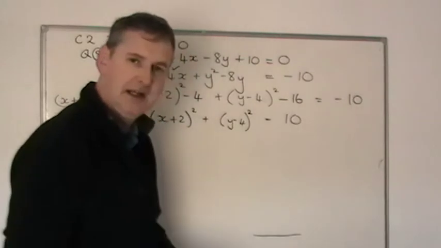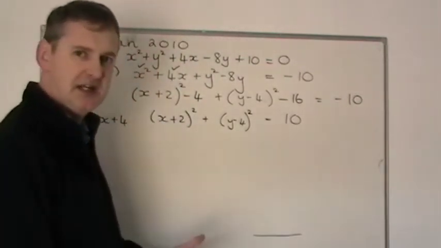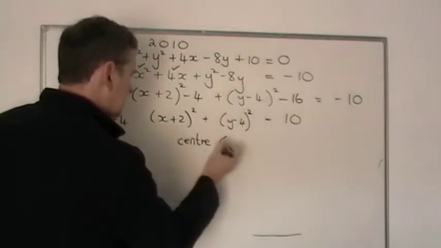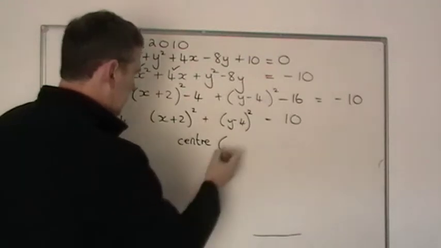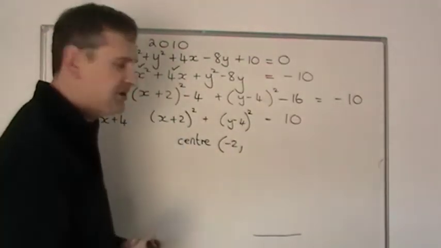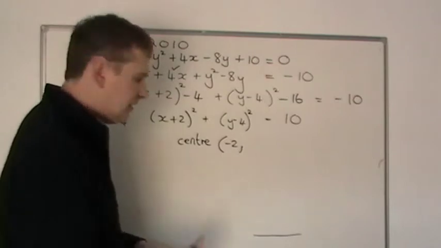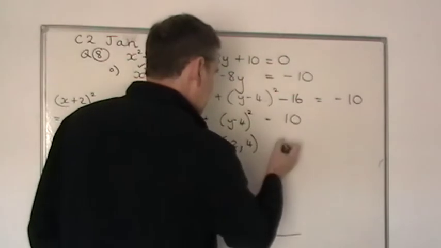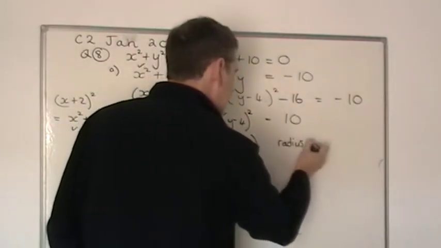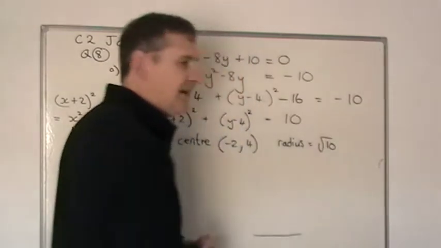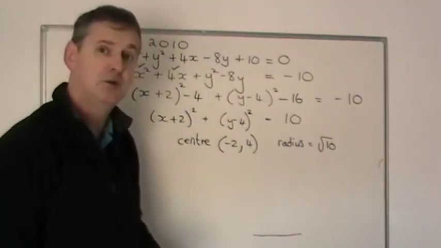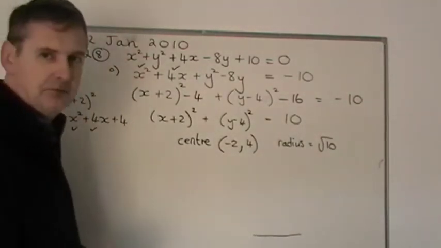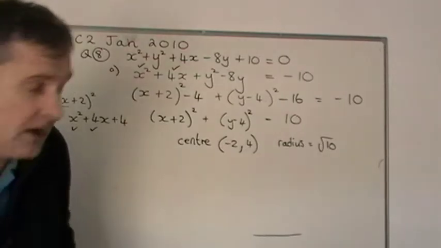Once it's in this format, it then becomes really simple to work out what the centre and the radius of the circle is. So looking at this, if that's a plus 2 in the x bracket, the x coordinate of the centre will be minus 2. If that's a minus 4 in the y bracket, then the y coordinate of the centre will be plus 4. If the 10 on the right hand side is present, it means that the radius is simply the square root of 10. That's not a nice whole number, we'll leave it in surd format, root 10. There you go, there's the centre and the radius of that circle. That's part A done. I think that's worth 4 marks.